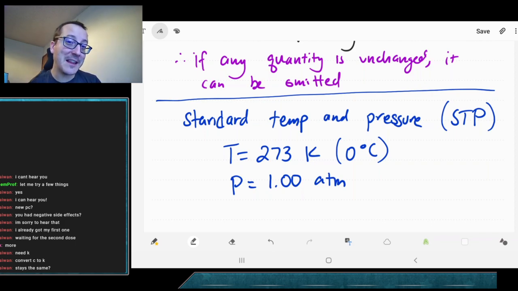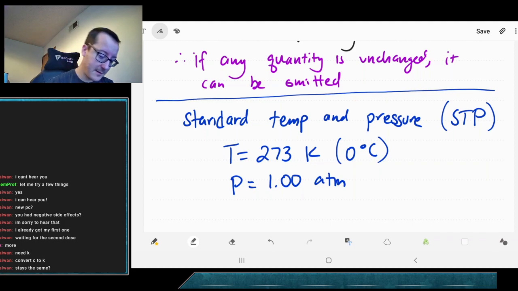I have done my job in letting you know that it's technically a bar, but for us in this class, we're going to use it as an atmosphere. And remember, an atmosphere is very close to 1 bar. It's 1.03625. So 1.03 versus 1, it's not a huge difference.